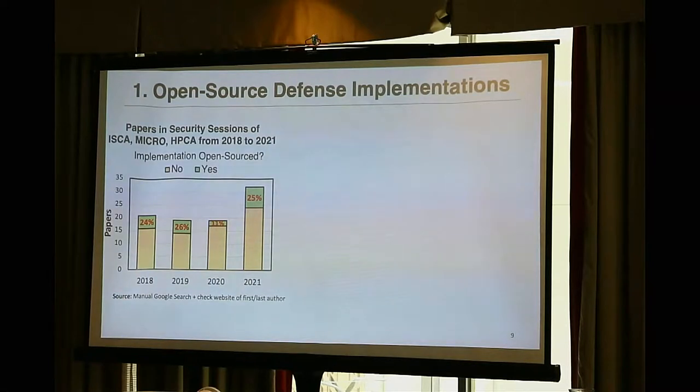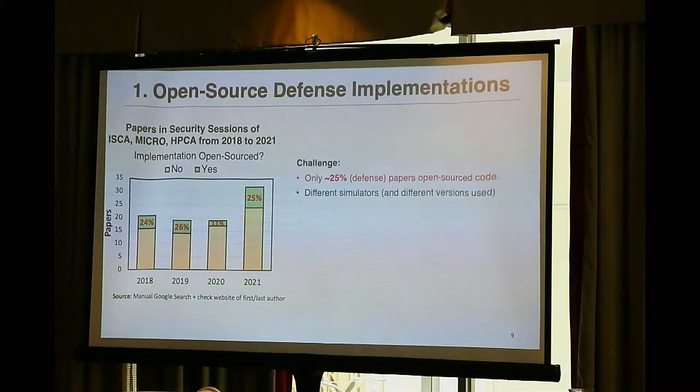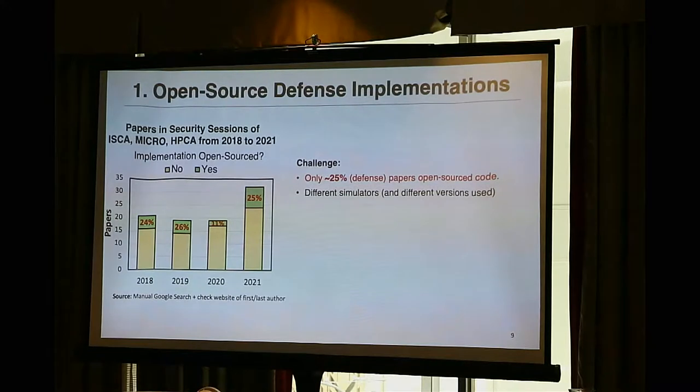First, we really need defenses to be open sourced and the implementations to be available so that the community can actually inspect them and evaluate them. But unfortunately, I looked at the last few years of security papers in computer architecture conferences, and only a small fraction of papers actually have the defense implementations public. Only about 25% of the papers have the code open sourced. So that's a big challenge, right? Because without the implementations, it's really hard to argue what are the corner cases where a defense actually breaks down.